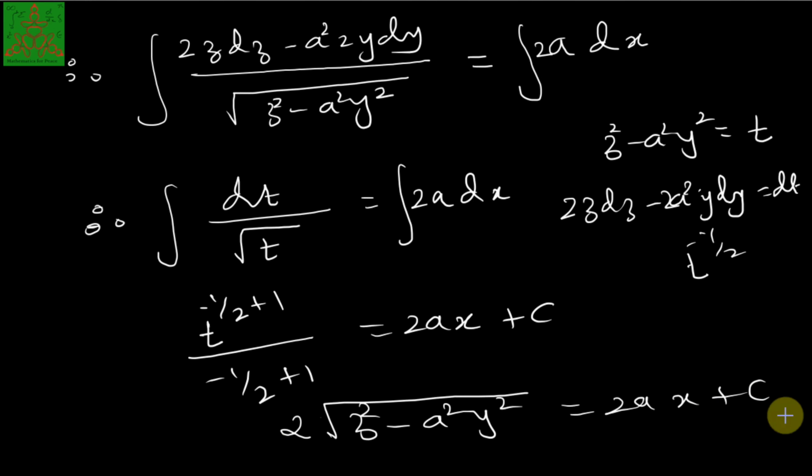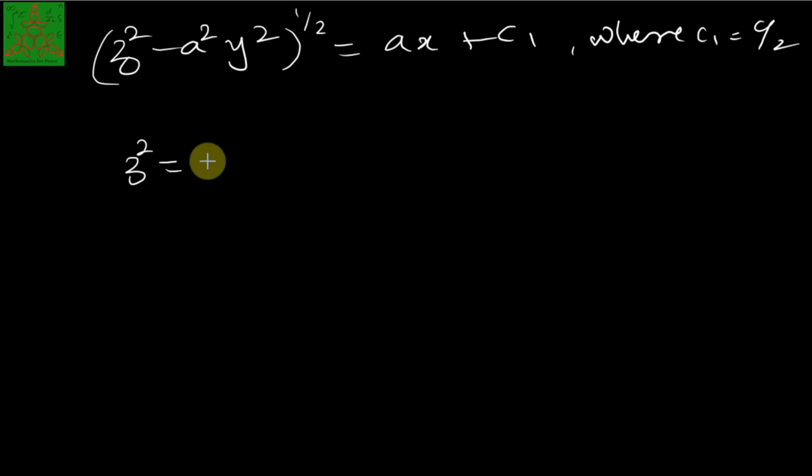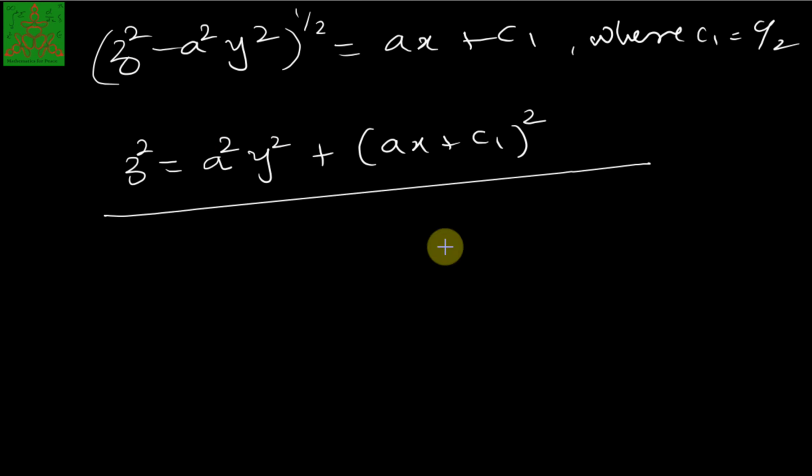If I divide by 2 and write another constant c1 as c by 2, then this equation can be written as z square minus a square y square, whole raised to 1 by 2, is equal to ax plus c1, where c1 is c by 2. If I square, then this will be z square equal to a square y square plus ax plus c1, whole square. This is the complete integral for the given differential equation.